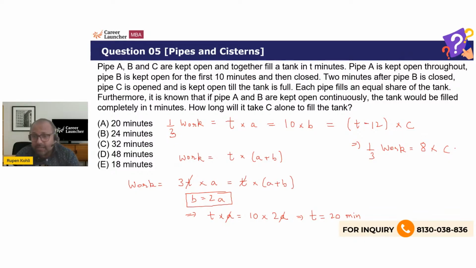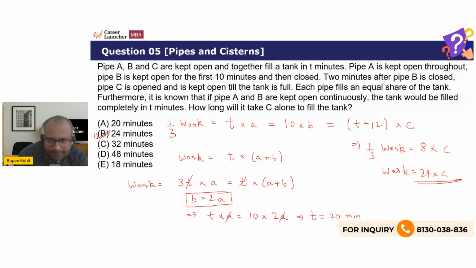So pipe C can do 1/3 of the work in basically 8 minutes, and obviously the total work can be done in 24 minutes. It's a very different sort of question, right? A little bit of a non-routine question, I would say. But if you carefully analyze the given information, it's not so difficult, isn't it? So the moral of the story: don't get bogged down by a lengthy question or a new style of question. Always be ready to think on your feet.